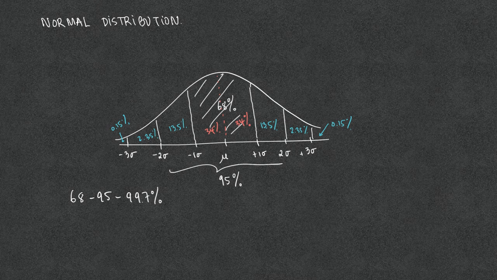Now, if the value is not precisely 1, 2, or 3 standard deviations away from the mean, then we can standardize this using the formula z equals x minus mu over sigma. Once we find the z value, which is known as the z-score, we can use a normal table to look up the corresponding probability or percentage.